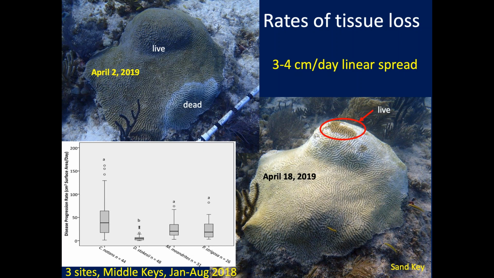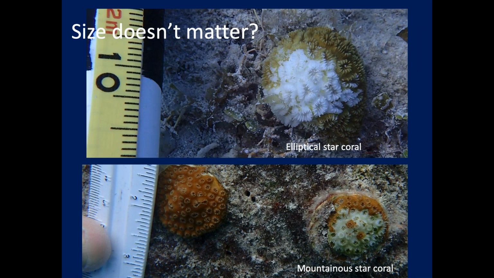Typically, diseased colonies have been measured to lose tissue at a rate of between 20 to 50 square centimeters per day, and the disease shows a linear advance across a colony of about 3 to 4 centimeters per day. We had hoped that many of the smaller corals of these susceptible species would resist this disease, but colony size does not seem to matter. Here are two different corals that both show active disease signs that are only about 3 centimeters in diameter.